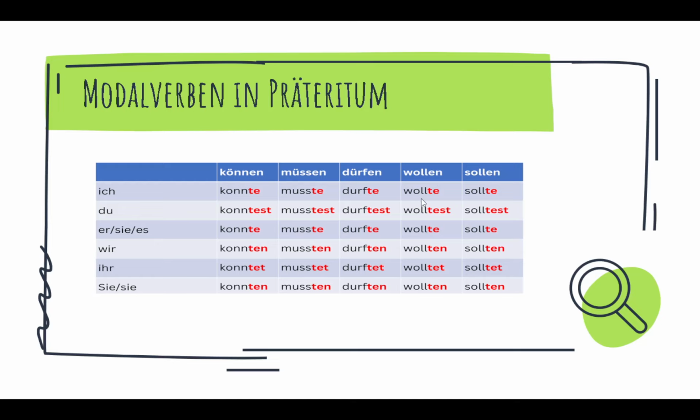Then wollen, ich wollte, du wolltest, sie es wollte, wir wollten, ihr wolltet, sie wollten. Sollen, ich sollte, du solltest, sie es sollte, wir sollten, ihr solltet, sie sollten.